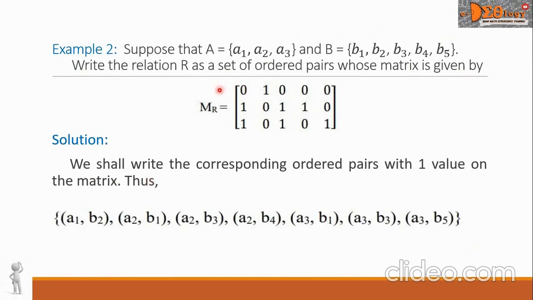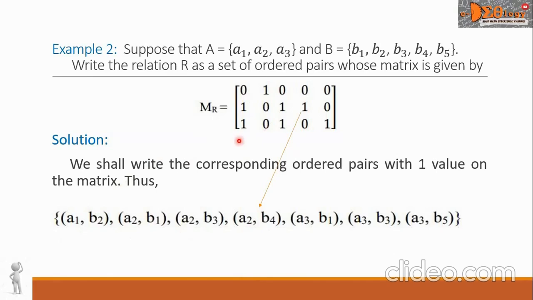For the first row, this number 1 here corresponds to (a sub 1, b sub 2). In the second row, this number 1 corresponds to (a sub 2, b sub 1). Another number 1 is here that corresponds to (a sub 2, b sub 3). This number 1 corresponds to (a sub 2, b sub 4).